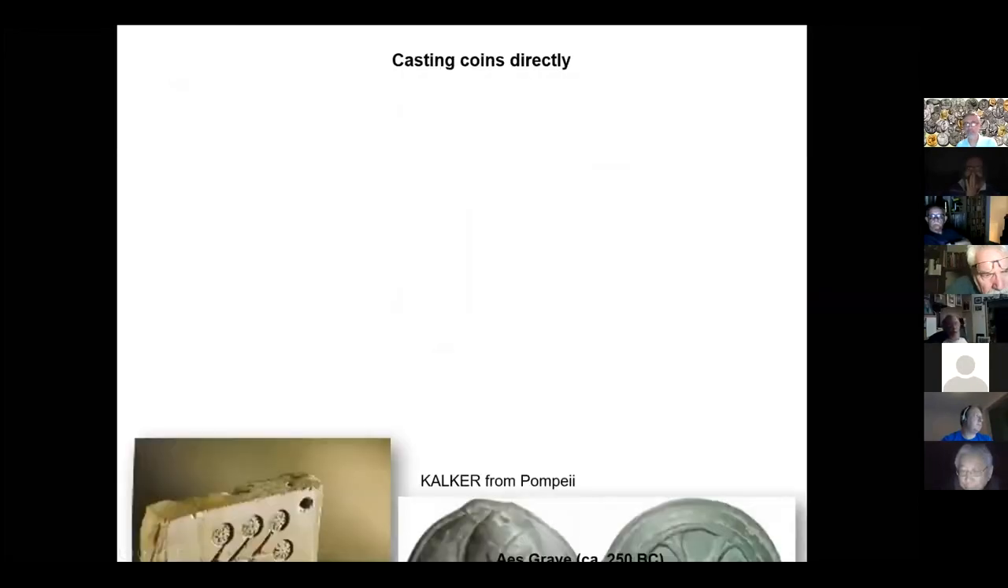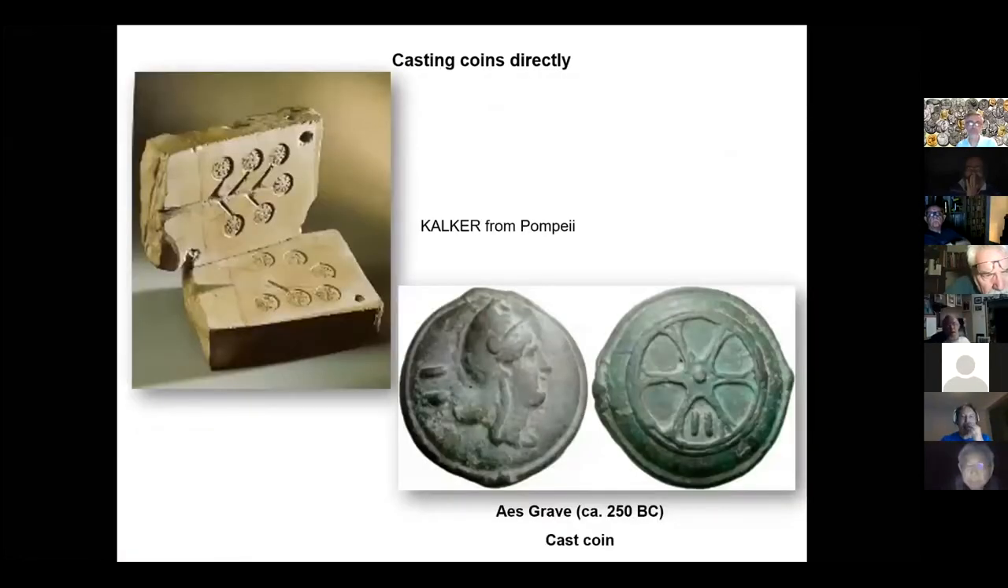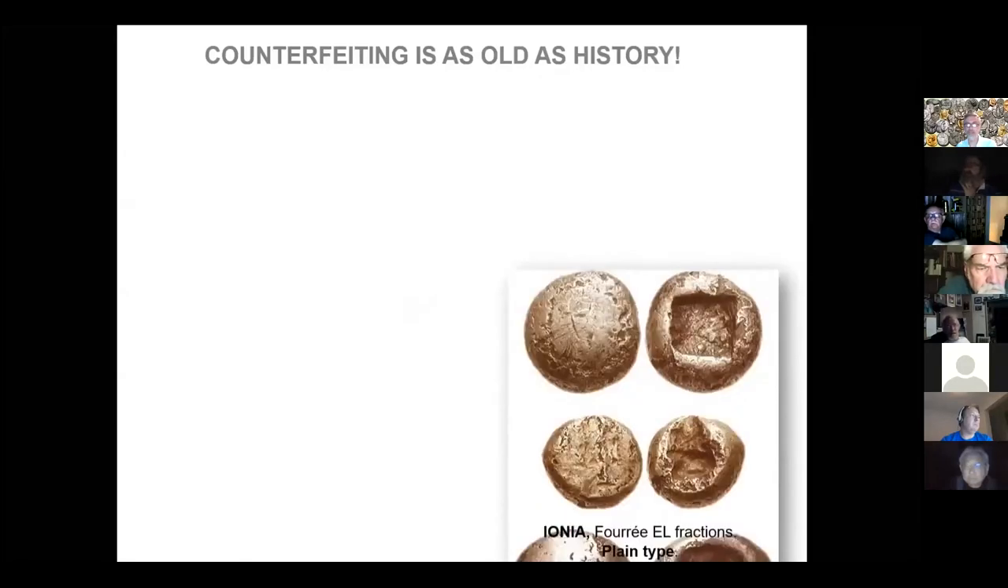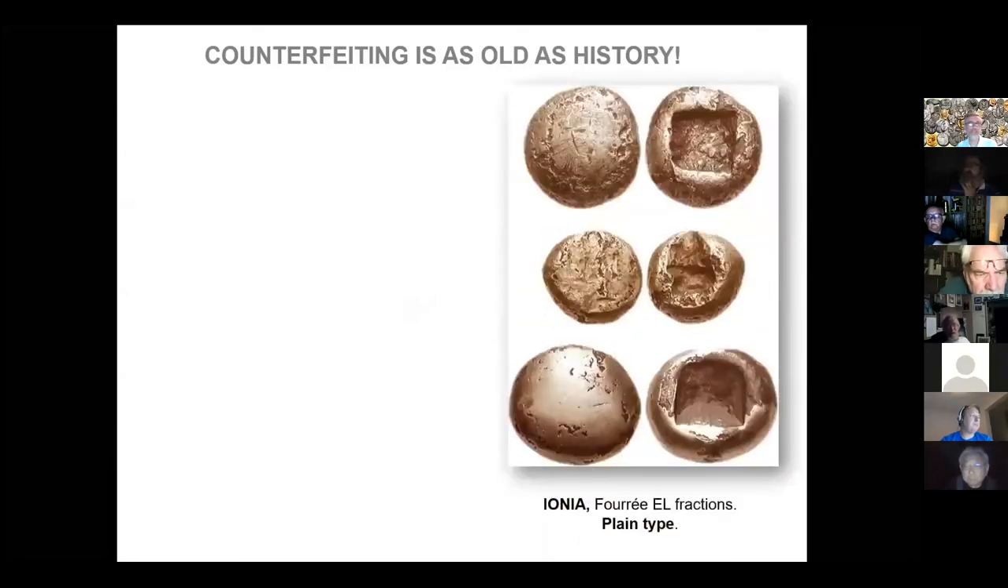And then, of course, they said, why don't we cast coins directly? But apparently that process was not favored by all the mints, especially since the quality was not so impressive. Early Romans favored that system, later to abandon it and go to the original striking system.